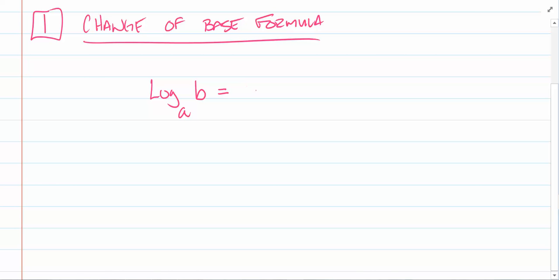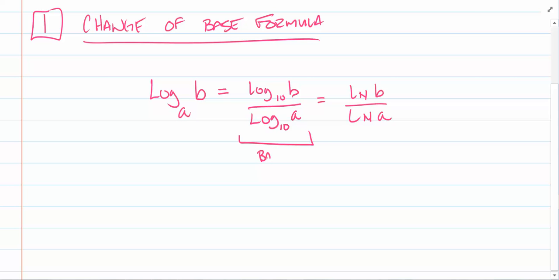So here's what it says. Log base A of B is equal to log base 10 of B divided by log base 10 of A. We don't necessarily need to write the tens whenever we write a log. If we write a logarithm without a base, it's assumed to be a base of 10, but I'm doing it for emphasis right here. We could also write this as the natural log of B divided by the natural log of A, because a natural logarithm is a logarithm with a base of E. So this will work for base 10, and this will work for base E.